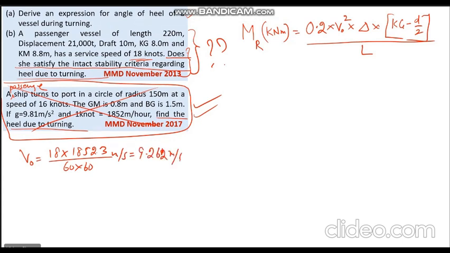9.26 meters per second. Okay. V naught is there. Displacement is given as 21,000 tons. So let's pull out all these values. KG of the ship is given as 8 meters in the question. The draft of the ship is given as 10 meters here. Then the length of the vessel is given as 220 meters. So everything is given to calculate this.